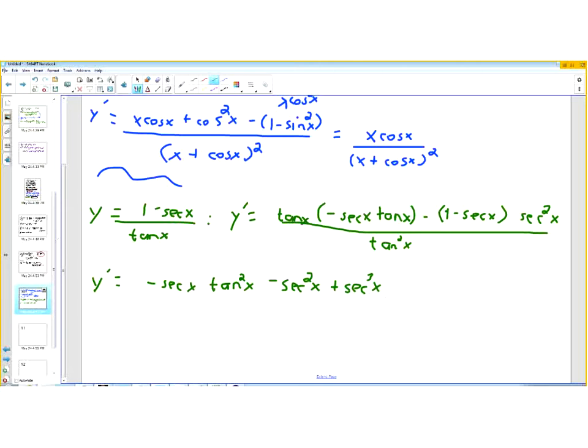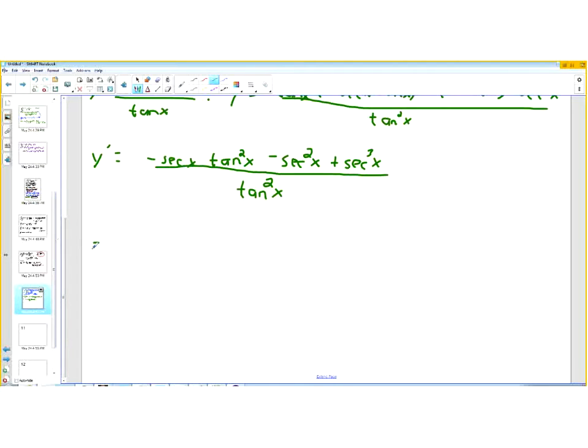All of that divided by tangent squared x. And I suspect that could be simplified in some fashion. Secant x times 1 minus secant x. So let's see if we can go further with this simplification, perhaps using some trigonometric identities.